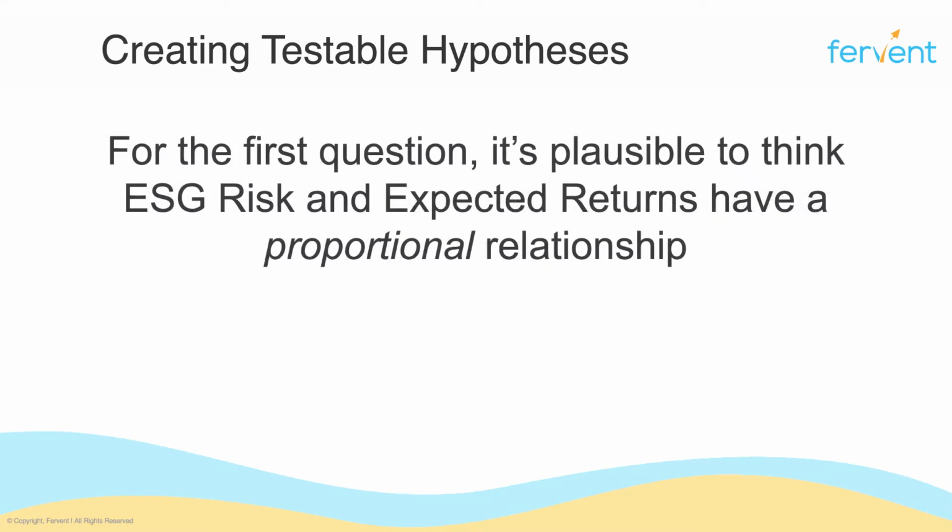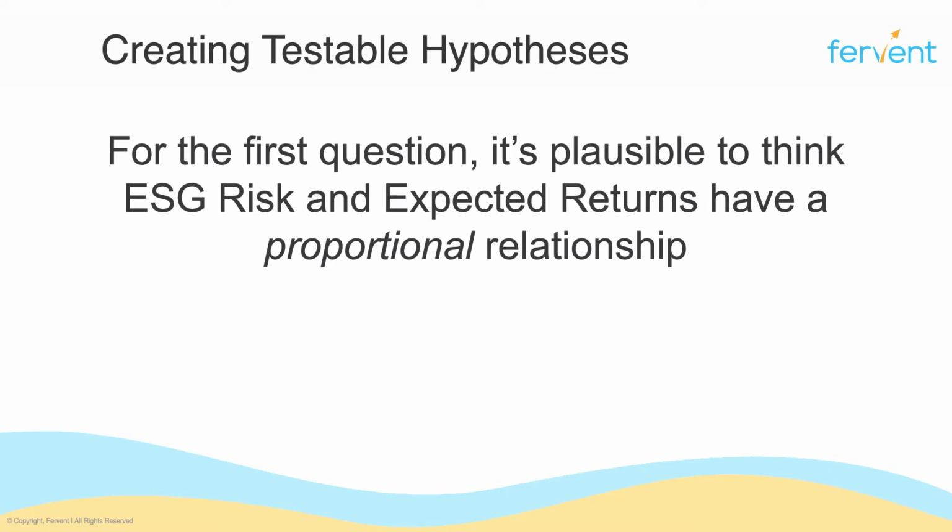And so for that particular research question, it's plausible to think that ESG risk and expected returns have a proportional relationship. Because remember, we're saying the higher the ESG risk, the worse the company's governance, the worse its social responsibility, the worse its environmental responsibility. So the higher the ESG risk, the worse the firm is in the context of its governance and environmental and social responsibility. And we know, for instance, from exploring the relationships between price, risk, and return at the very start of this course, that expected returns and risk maintain a proportional relationship.